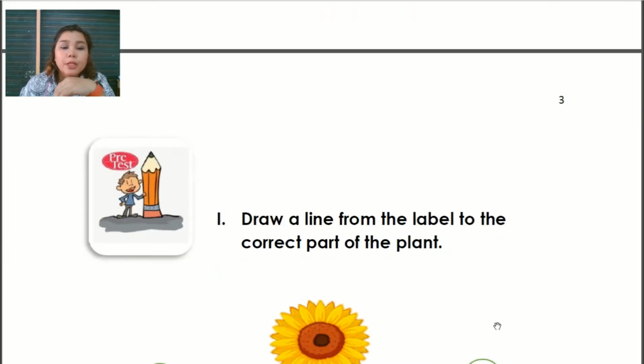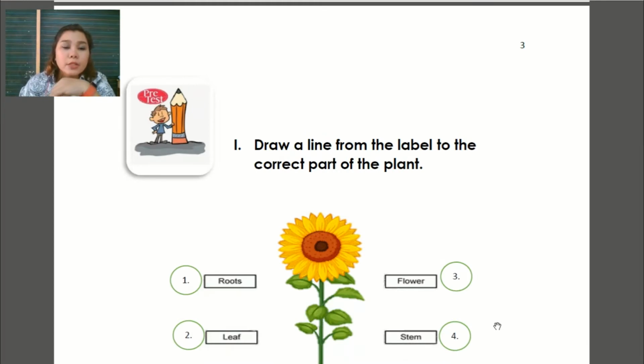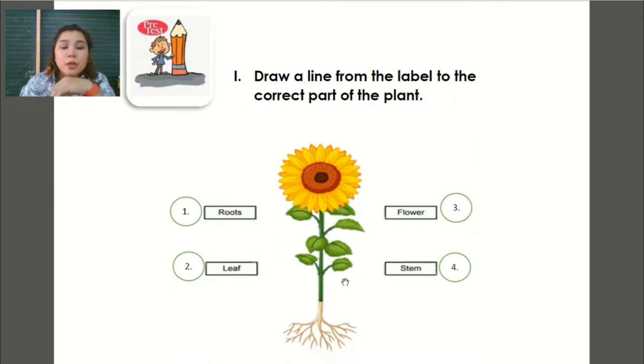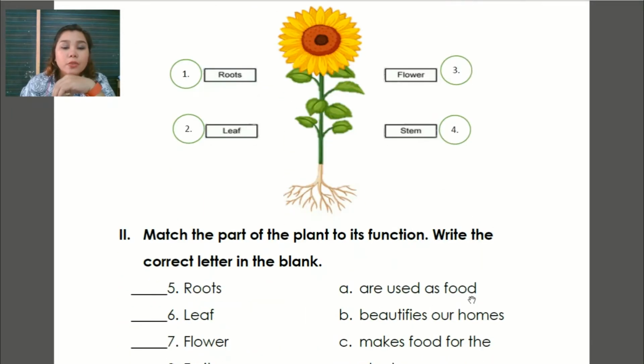So let's proceed with the pre-test. Directions for part 1: draw a line from the label to the correct part of the plant. We have here a sunflower. You are to identify the roots, the leaf, the flower, and the stem of the sunflower, and you are to draw a line to connect the labels to the parts of the sunflower. You may use a crayon or just your pencil. And when you're done, let's proceed with part 2.